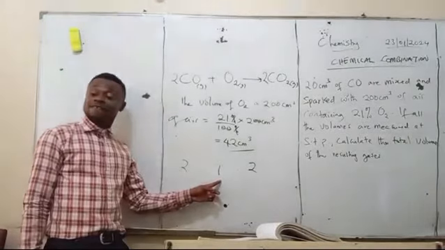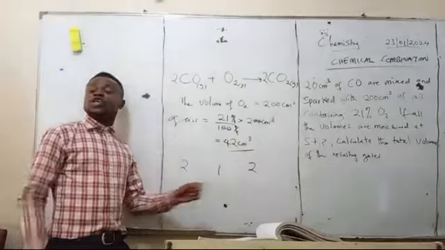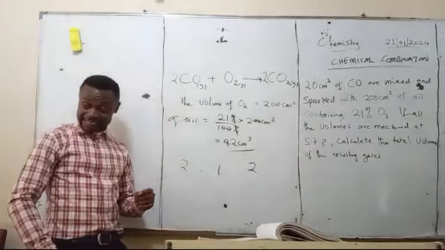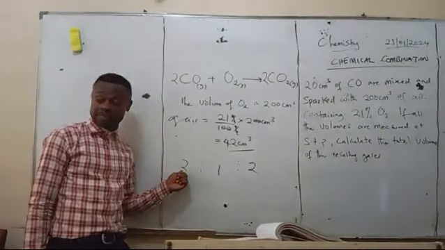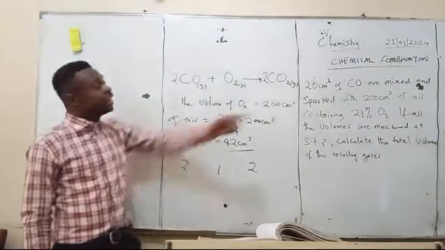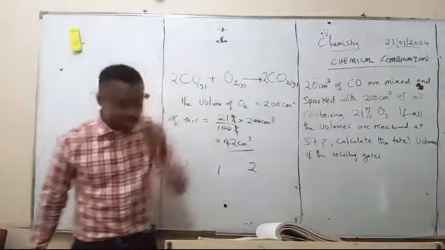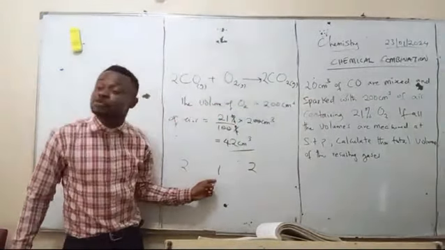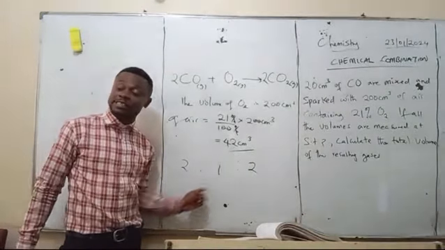If you like, spark 1,000 cm cube of what? Oxygen. The one that will react will always be half of that of what? Carbon 2 oxide. So we are given the volume of carbon 2 oxide to be 20 cm cube. If you like, put 1,000 cm cube of oxygen here. It's only what volume that will react with this.